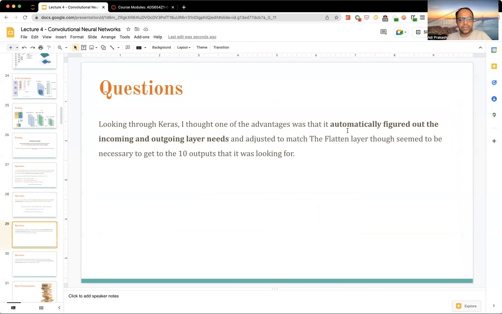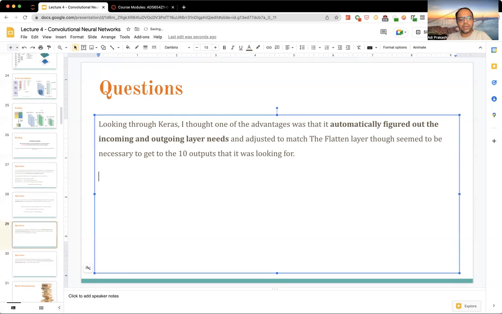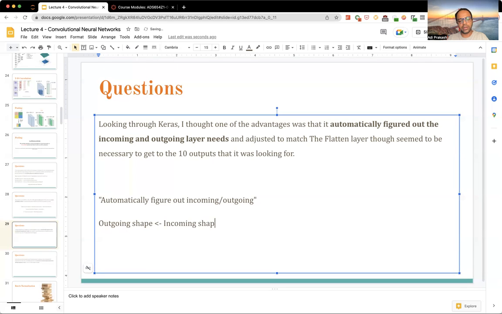The claim is that Keras figures out the incoming and outgoing layer needs, adjusted to match the flattened layer. I don't agree. I don't think Keras can do that or wants to do that. What does it mean to automatically figure out incoming versus outgoing shapes? Because the outgoing shape depends on the incoming shape.